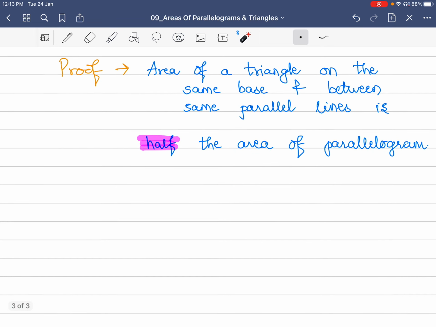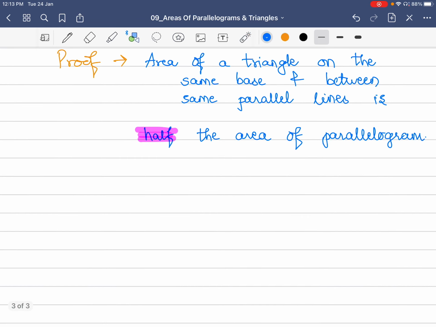So what does the statement read? What does the statement mean? We'll try to visualize. So first of all, let's draw two parallel lines. So this is my parallel line number 1. This is my parallel line number 2. So these are my parallel lines.